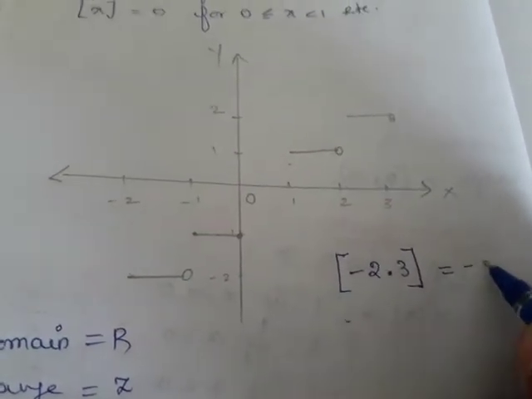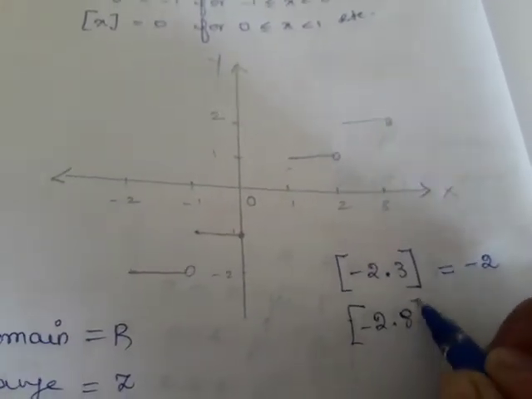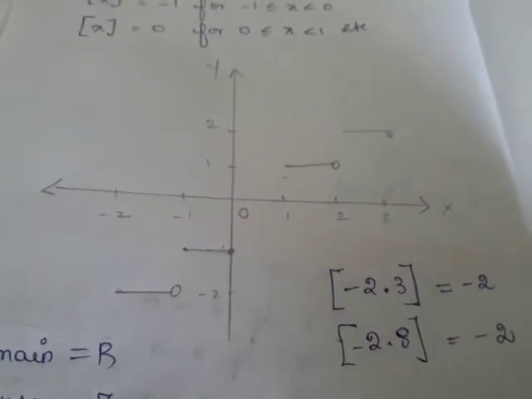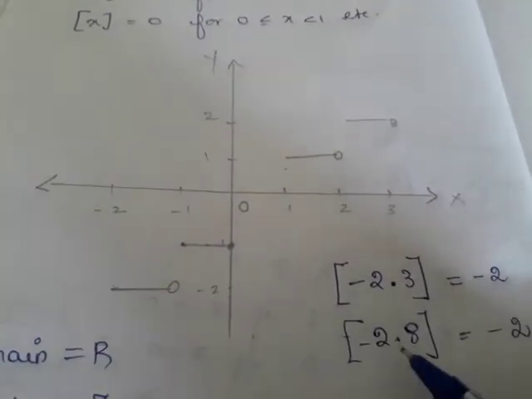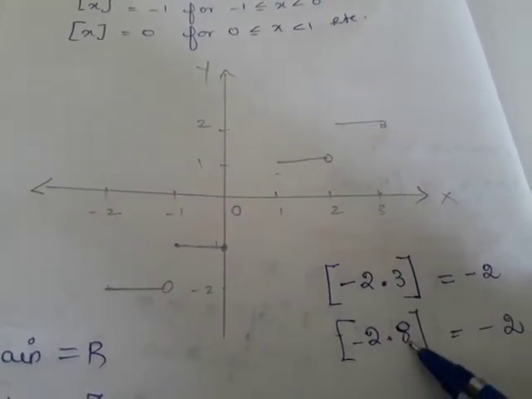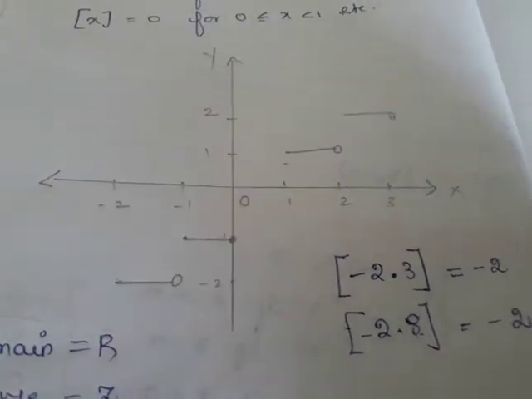This will be minus 2. Even if it is minus 2.8, then also it is going to be minus 2. Normally, in rounding off, what do we do? We round off to the next integer by looking at the decimal value. If it is 0.5 or more, we move on to the next integer.